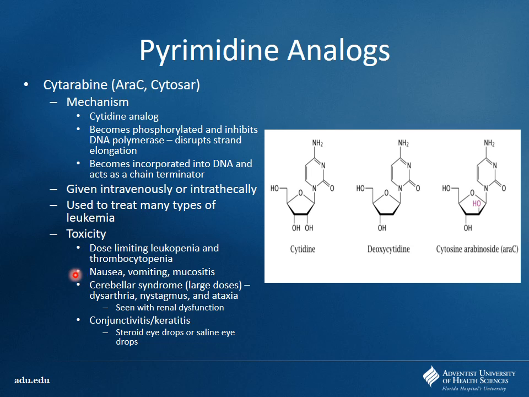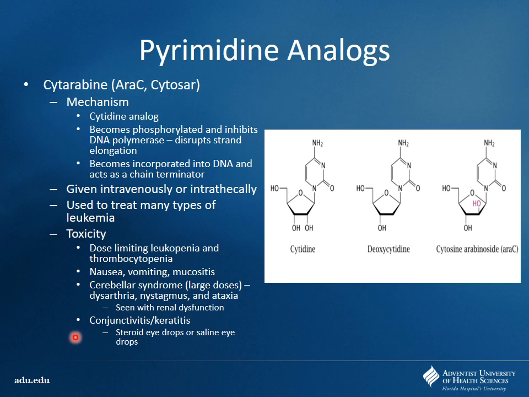And then some other unique things to note with, say, cytarabine, you can see the cerebellar syndrome, especially with large doses. So you can actually see some neurotoxicity where they're having dysarthria, nystagmus, and ataxia. You see this more often when patients have renal dysfunction. They end up holding on to too much of it, especially with the big doses, and you can see some of that issue pop up there.